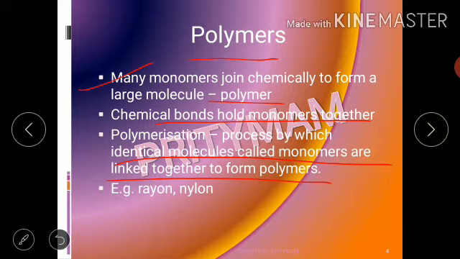Examples, silk, cotton, wool are natural polymers. Synthetic fibers and plastics are also polymers, but they are human made polymers.